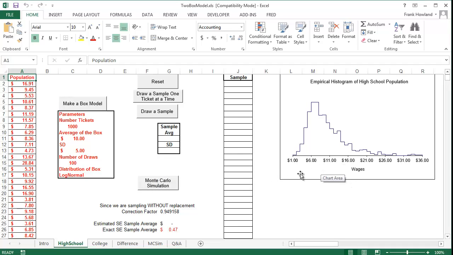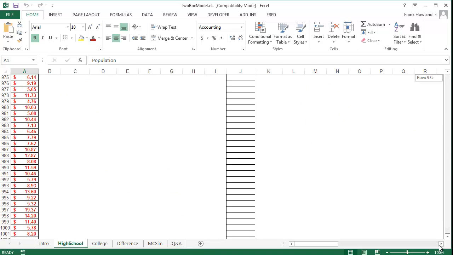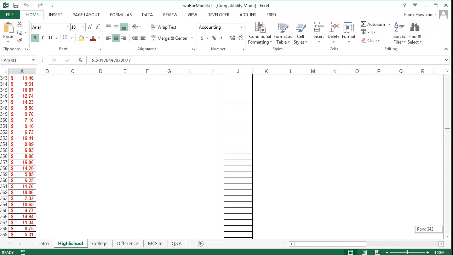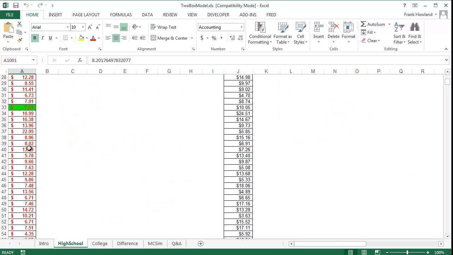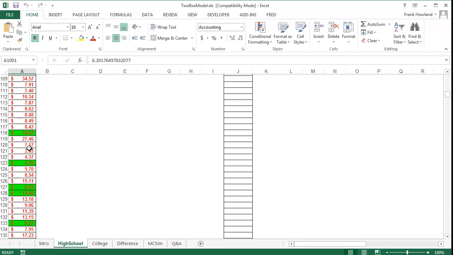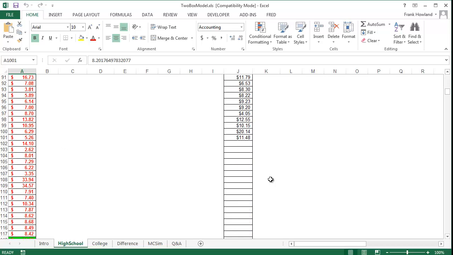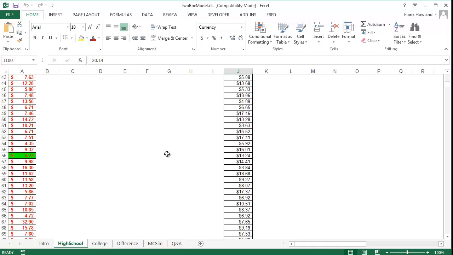Here's a picture of our population. This histogram is a graphical depiction of this distribution, this entire population, which is 1,000 people. Notice it goes to row 1001. Okay, so let's draw a sample. And you'll note that the green cells here, those indicate that these people are members of the sample. We've got a total of 100 green cells because we're drawing without replacement. So here's our sample, and corresponding to each one of these cells is one of these numbers from the population.